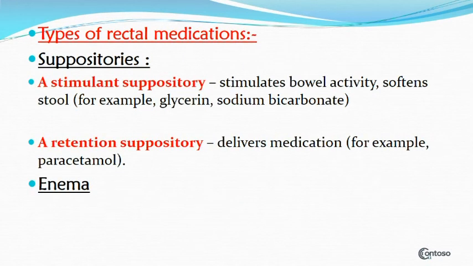There are two types of rectal medications, suppositories and enema. Suppositories are either stimulant suppositories, which stimulate bowel activity and soften stool, for example glycerin and sodium bicarbonate, or retention suppositories, which deliver medications, for example paracetamol.